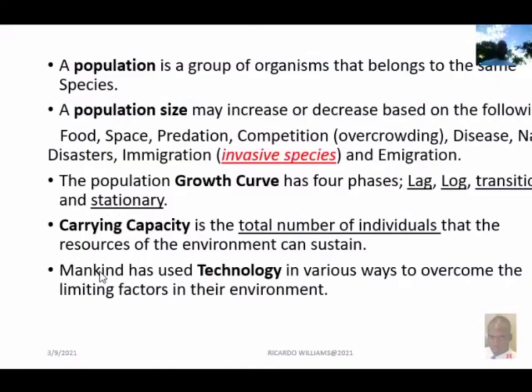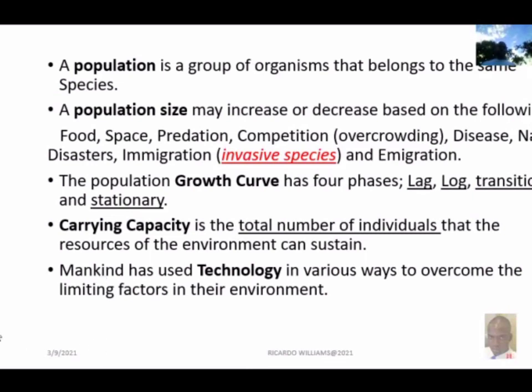So we have looked at what a population is. It is a group of organisms belonging to the same species, and we know that the size of the population can be affected by food and space, predation, overcrowding, which leads to competition, diseases, natural disasters, and immigration, such as invasive species coming in. Emigration, you have members of the population leaving. Those can affect the size, and other factors as well.